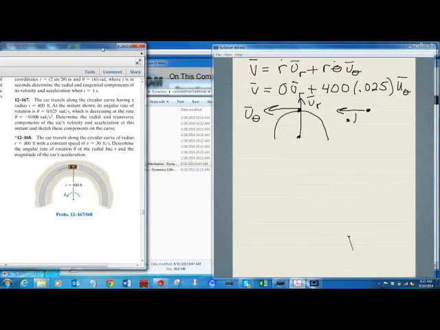How do you find the tangent? Here's the path, right? It doesn't look like a circle, but it's right there at the top. What's the tangent there? Horizontal. Is the velocity tangent to the path? Yes. Velocity is always tangent.